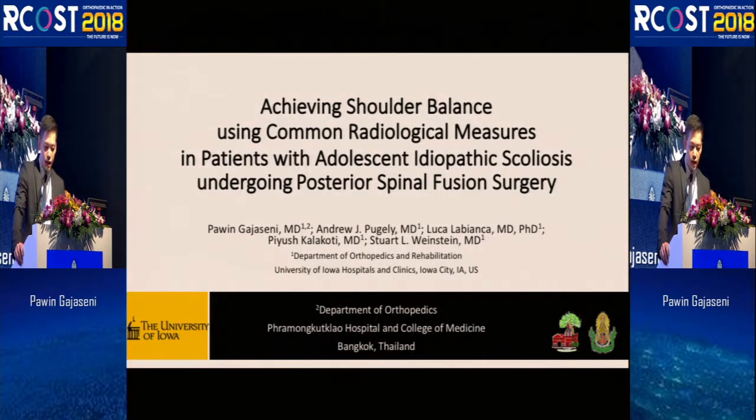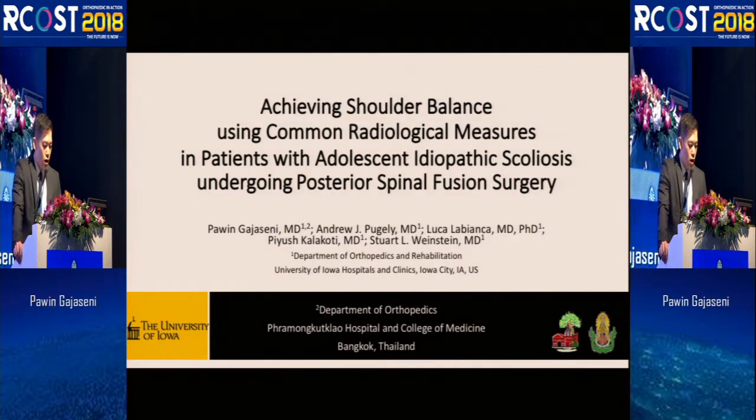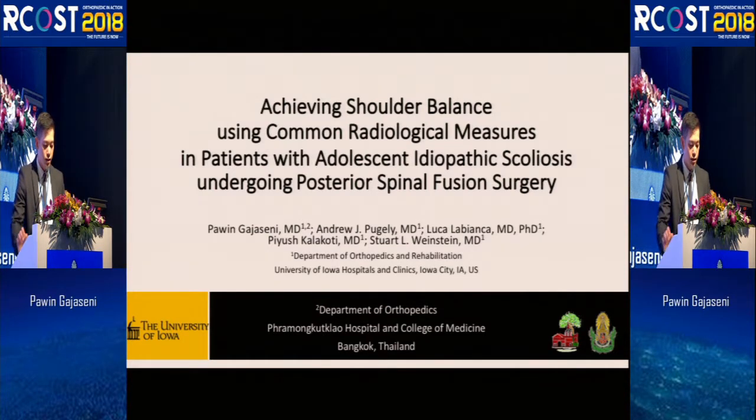So we move on to the next topic. We also investigated specifically the shoulder balance after AIS surgery. This is about achieving shoulder balance using the common radiological measures in patients with AIS.